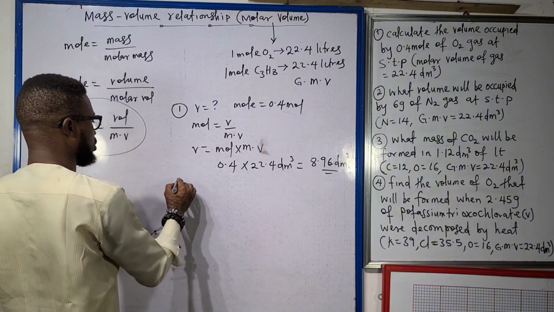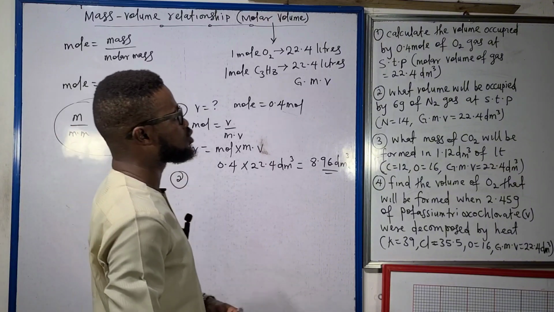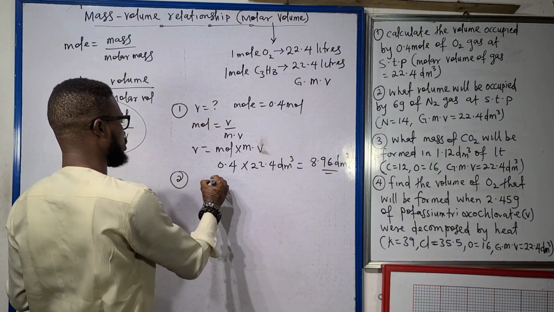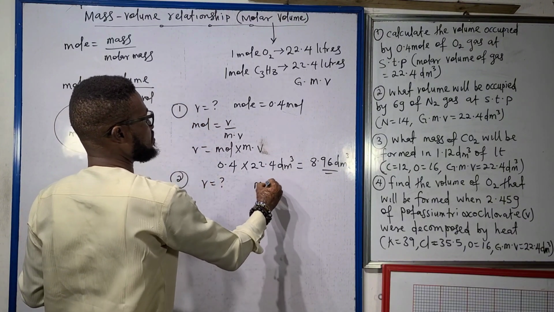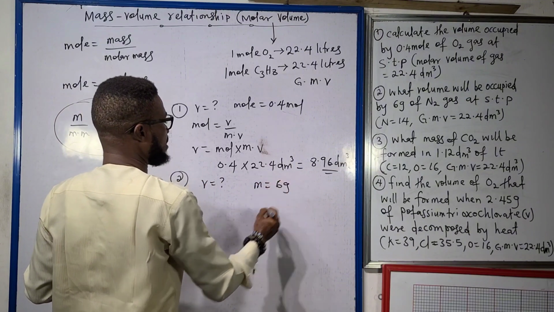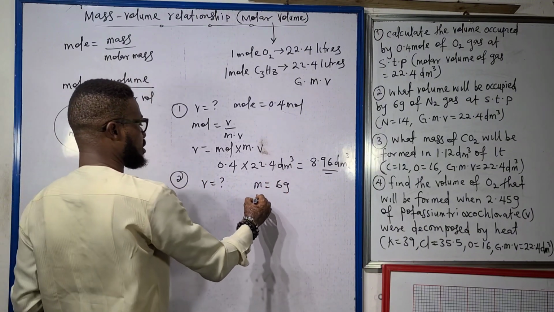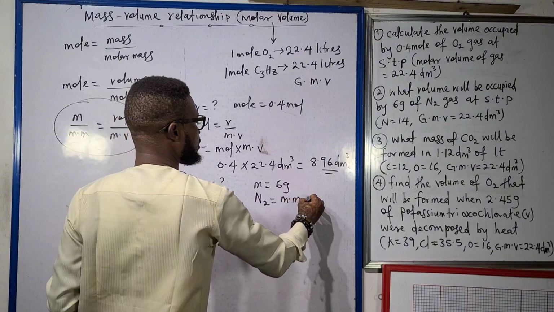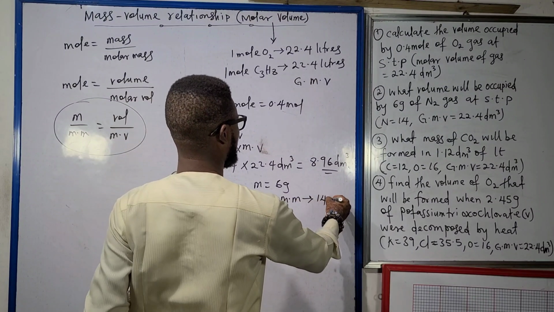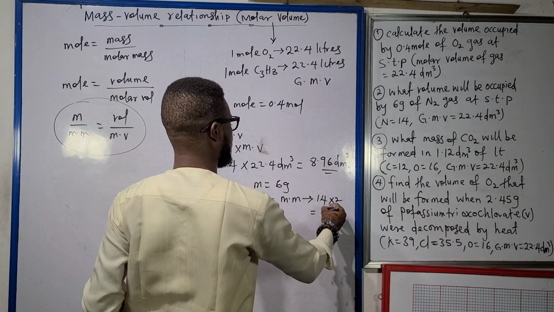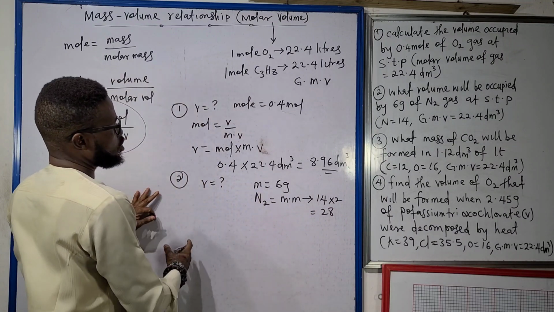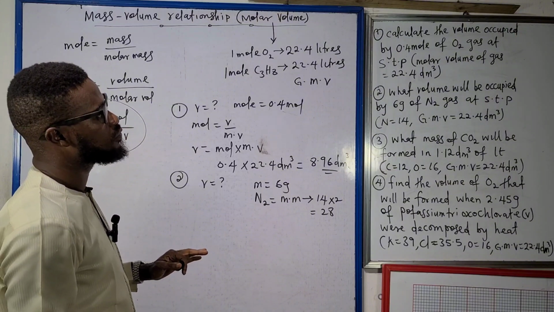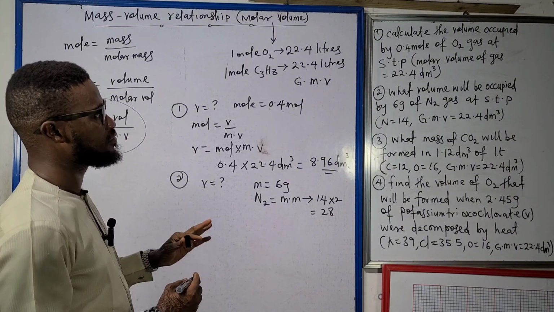Moving on to question 2. It says what volume will be occupied by 6 grams of nitrogen gas? We're looking for the volume, and we're given the mass of nitrogen gas to be 6 grams. This is pretty direct. When you're talking about nitrogen, that's N2. The molecular mass here is going to be 14 times 2, and that's 28. Question 2 asks for the volume occupied by 6 grams of nitrogen gas.